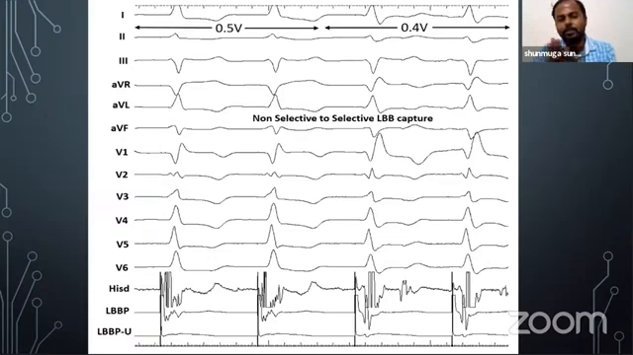So it will not be seen on the surface ECG. On the surface ECG, you need a magnitude of change of at least one small square to see it visibly. But here it is going to be only 15 to 25 milliseconds, which is the interval between the left bundle potential and the QRS. So that will not be seen in the surface ECG as an isoelectric line, but you can see it here in the local electrogram.